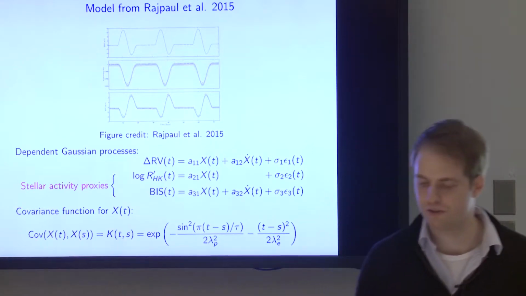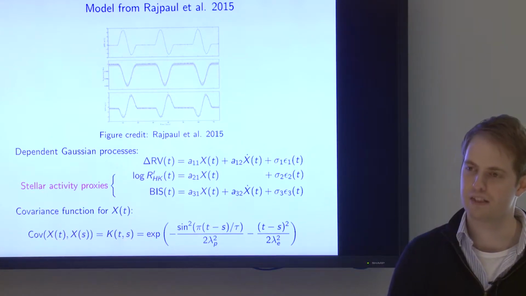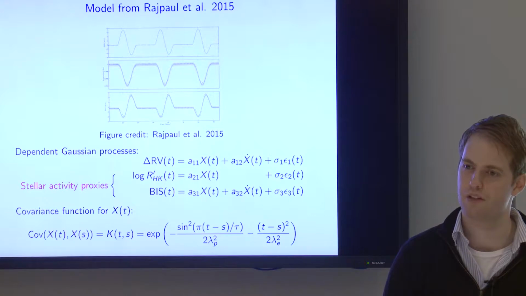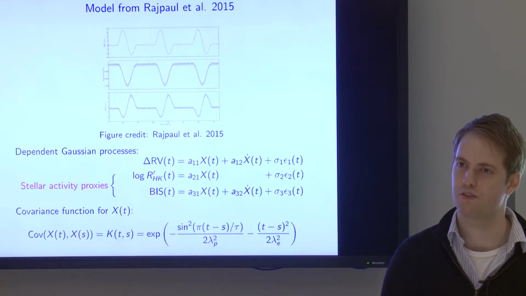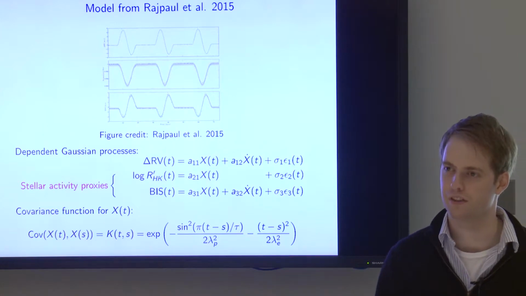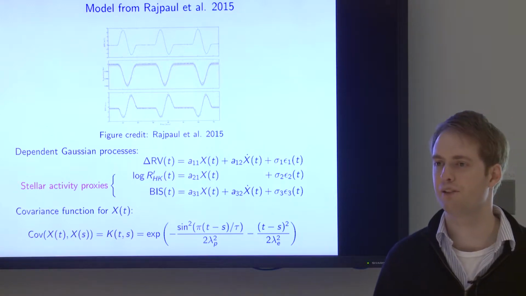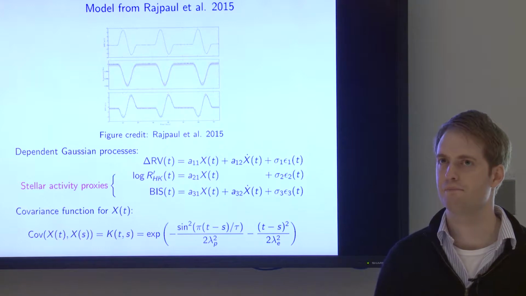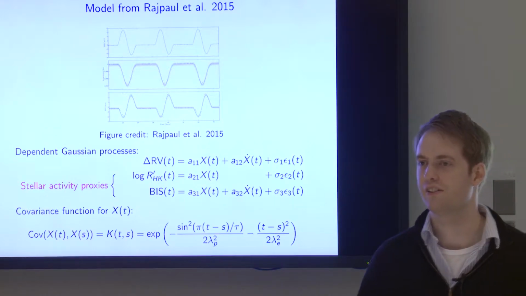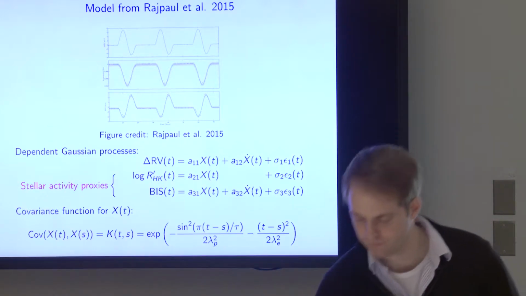Yeah, so people also use basis models, where you can model both the mean and the covariance using basis functions. They're also non-parametric, but you're using basis functions.